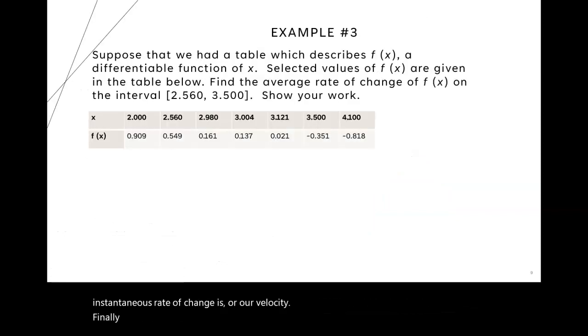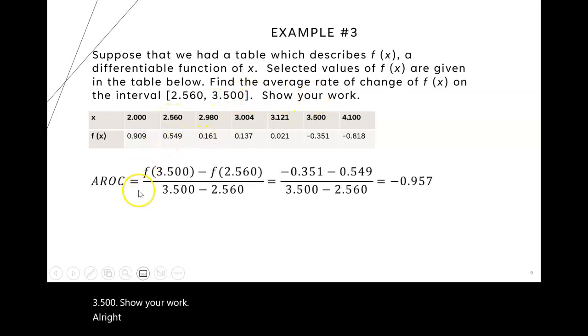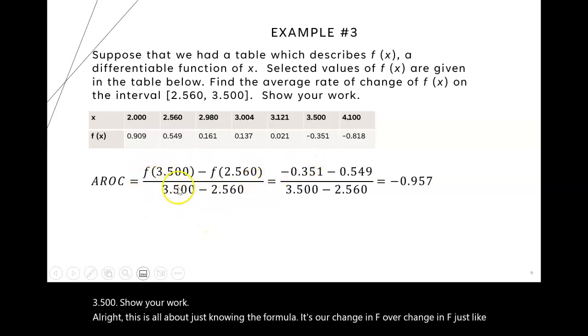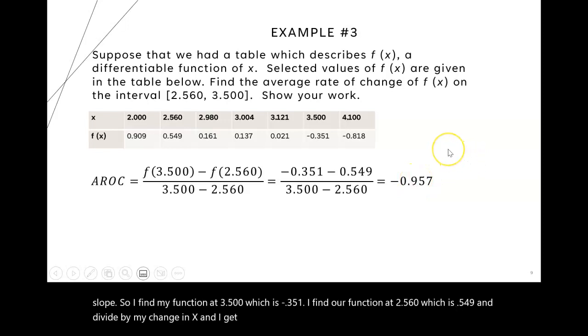Finally, example 3, suppose we have a table that describes f of x. Selected values are given in the table below, and we want to find the average rate of change on the interval 2.560 to 3.500. Show your work. All right, this is all about just knowing the formula. It's our change in f over change in x, just like slope. So I find my function at 3.500, which is negative 0.351. I find our function at 2.560, which is 0.549, and divide by my change in x, and I get negative 0.957. You definitely have your calculator for something like this.